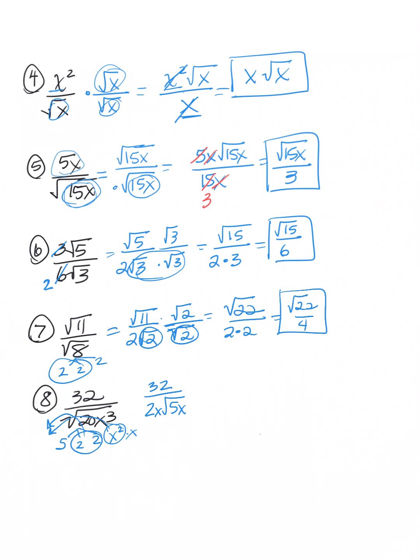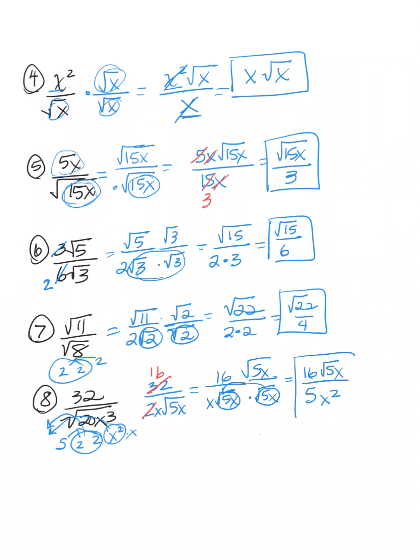Now, look, I can reduce that 32 by 2, and I get 16. So I'm going to have 16 over x square roots of 5x. Now, to rationalize, the only thing I need to multiply by is the radical portion of the denominator. So I'm going to have 16 times square root of 5x over, that 5x will pop out, won't it? And it'll become 5x squared. All right, there it is in most reduced form.